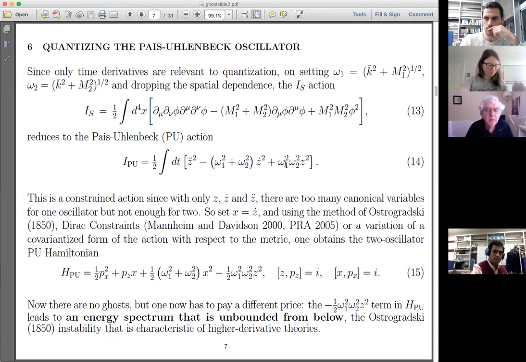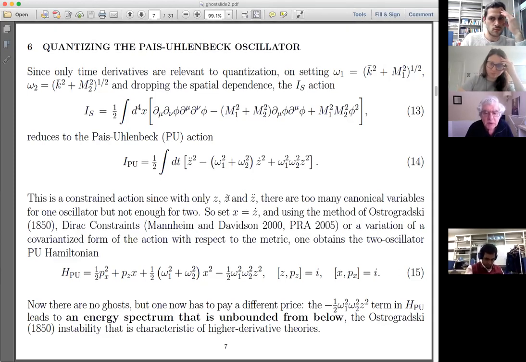Now, the Pais-Uhlenbeck action contains the z double dot squared, the z dot squared, and the z squared. And now we count variables. We've got a z dot, and a z double dot. That's too many variables for one oscillator, but not enough for two.